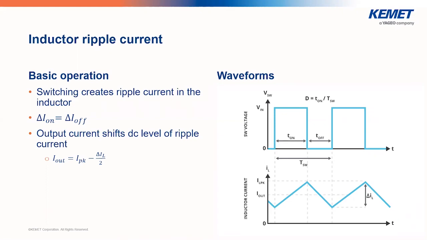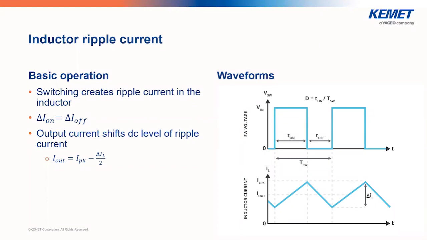And under steady state conditions, the amount that the current ramps up is the same amount that it ramps down in the off time. This essentially means that the amount of energy stored in the inductor during the on time is expended during the off time. And if you do the math, you'll find that this condition is satisfied in a buck converter when Vout over Vin equals the duty ratio.